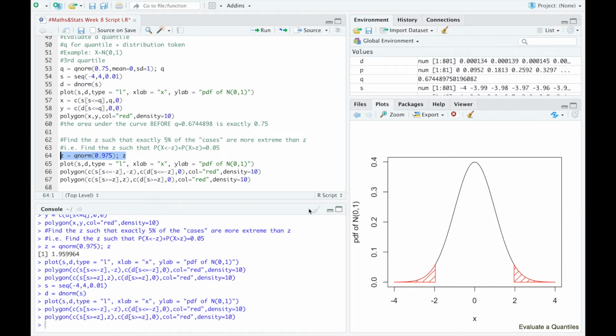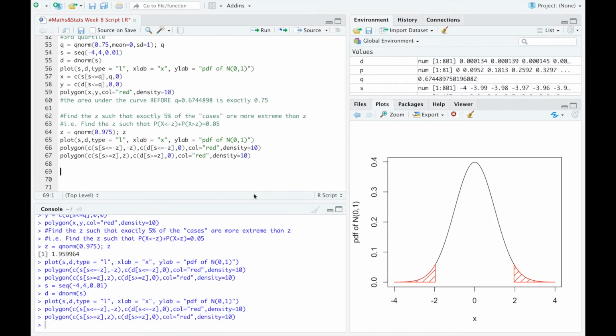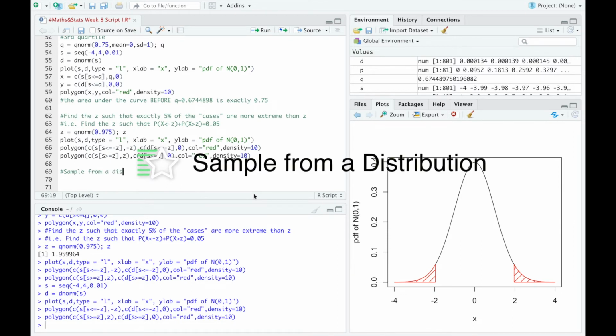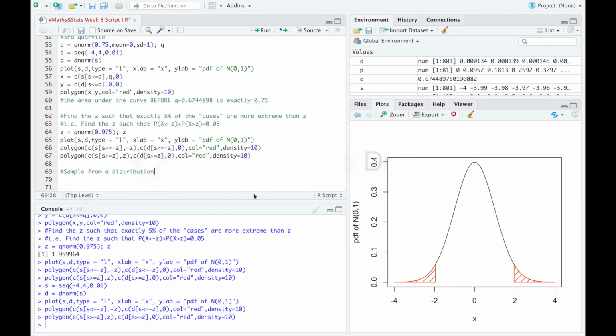I hope this is clear, and this will be very useful for the next topics on confidence intervals and hypothesis testing. Last but not least, we will learn how to sample from a distribution. Of course, not from any distribution. This can be non-trivial, but from the distributions that we've seen so far, which are all implemented in R. So the command to do this is r for random plus the distribution token.